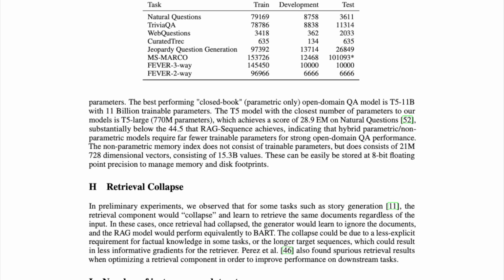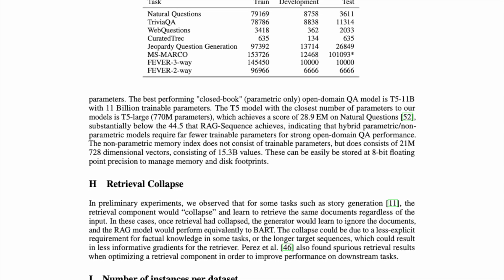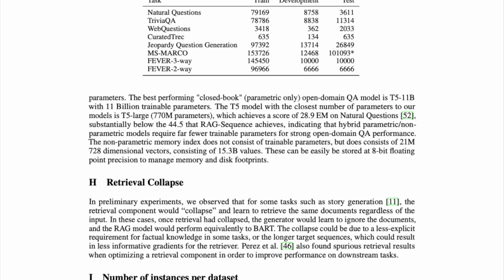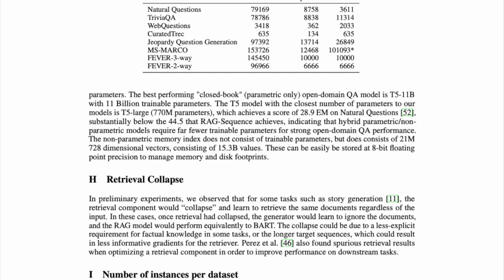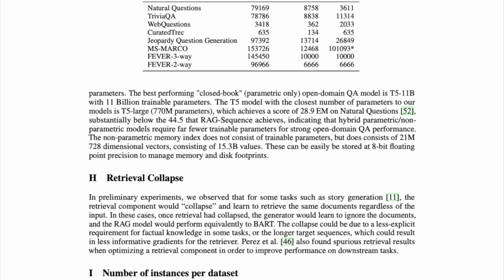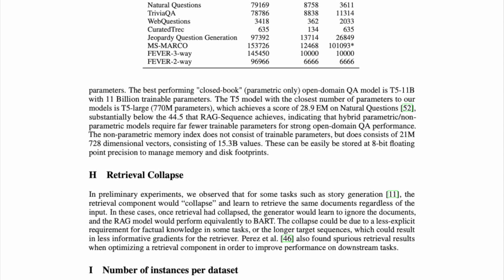The non-parametric memory index does not consist of trainable parameters, but does consist of 21M 728-dimensional vectors, consisting of 15.3B values. These can easily be stored at 8-bit floating point precision to manage memory and disk footprints.